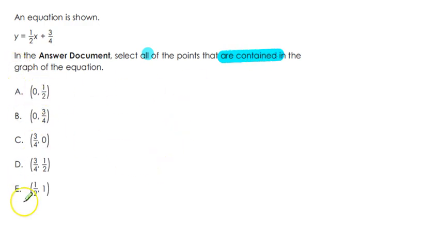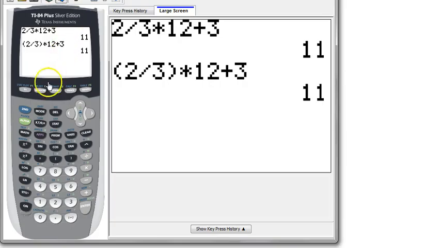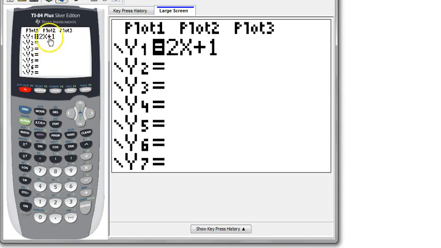And we have all these points. So one thing you could do is you could use the calculator. It is in y equals format. So you could go up to y equals, clear this out, and you could put 1/2 x plus 3/4, and you might notice, oops, something didn't take.